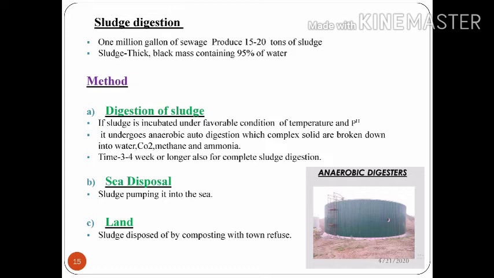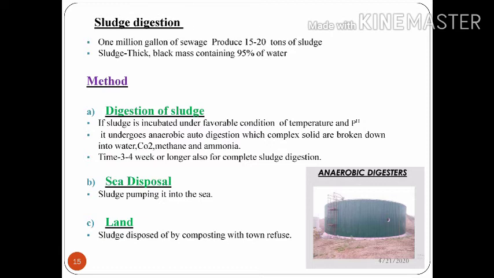Next, sludge digestion. One of the greatest problems associated with sewage treatment is the treatment and disposal of the resulting sludge. 1 million gallons of sewage produces 10 to 20 tons of sludge. The sludge is a thick black mass containing 95% water. It has a revolting odor. It has a very offensive odor, that is, it is very stinky. There are a number of methods of sludge disposal.